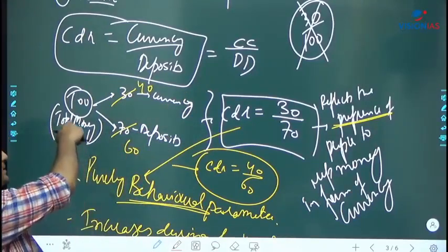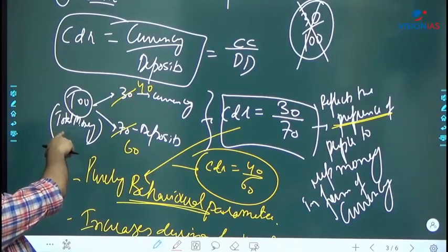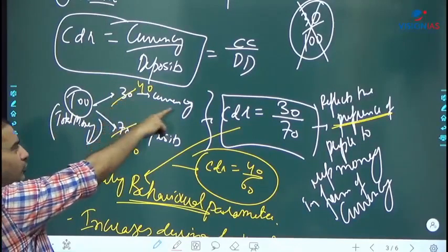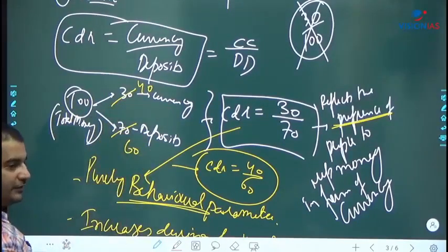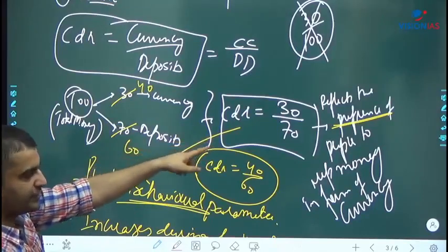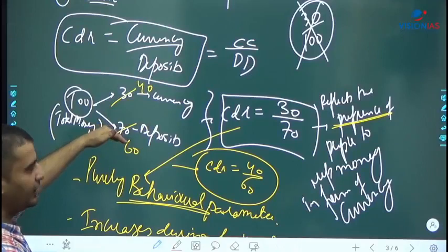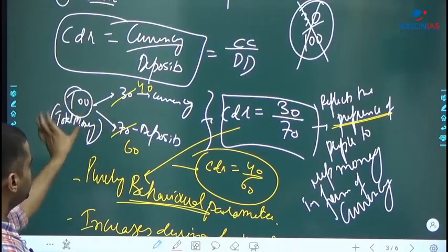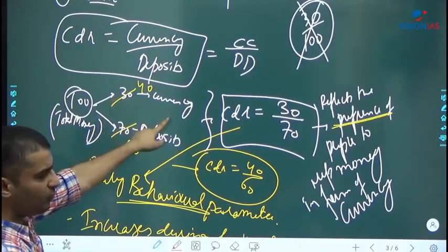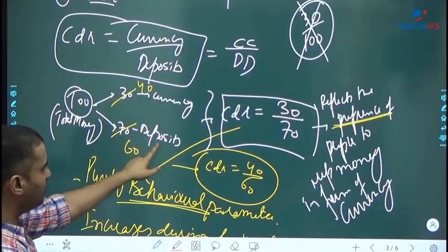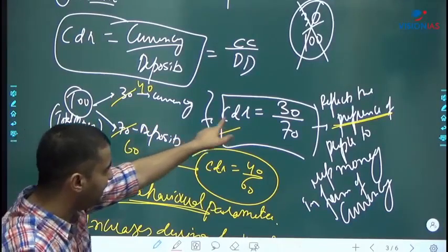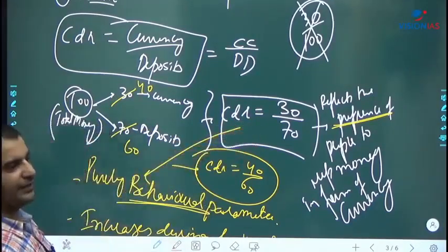Write it down like this: 100 rupees total money, 30 in form of currency, 70 in form of deposits. CDR is equal to 30/70. Don't write the cut-out part, simply write 100 rupees total money, 30 in form of currency, 70 in form of deposits. Therefore, CDR is equal to 30/70.